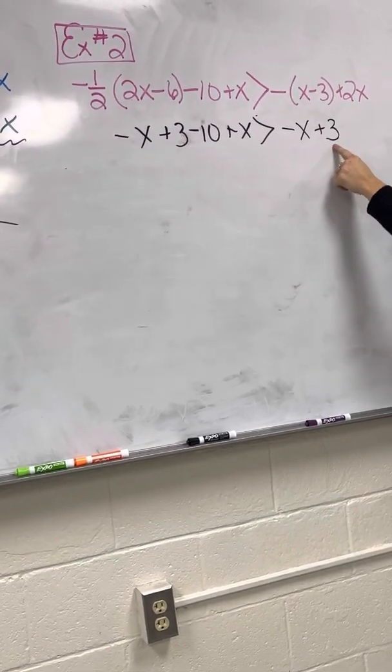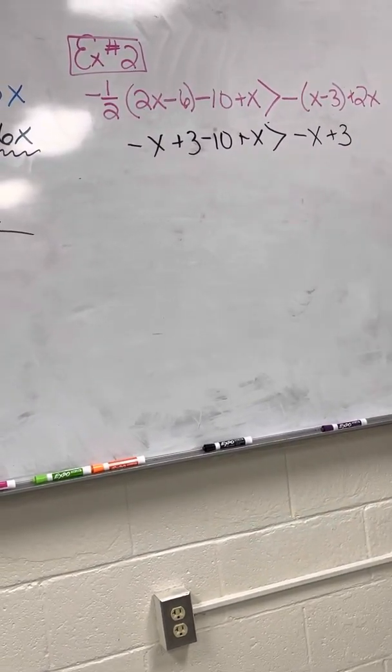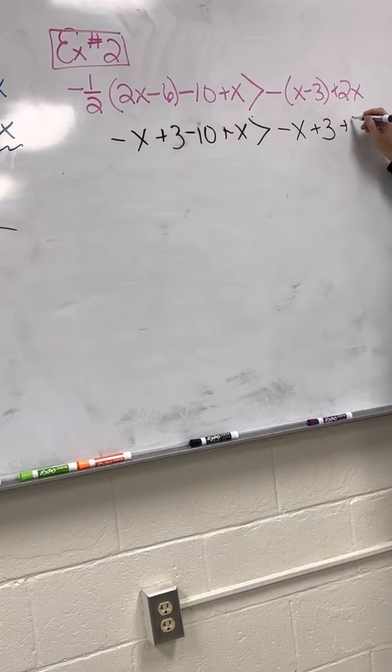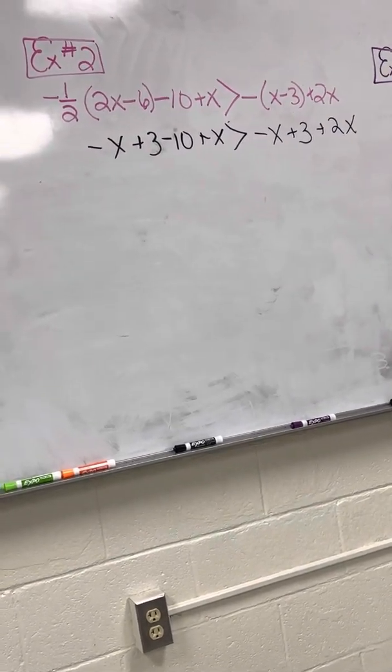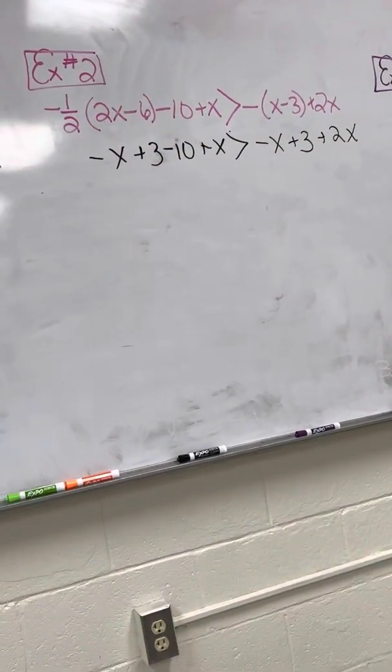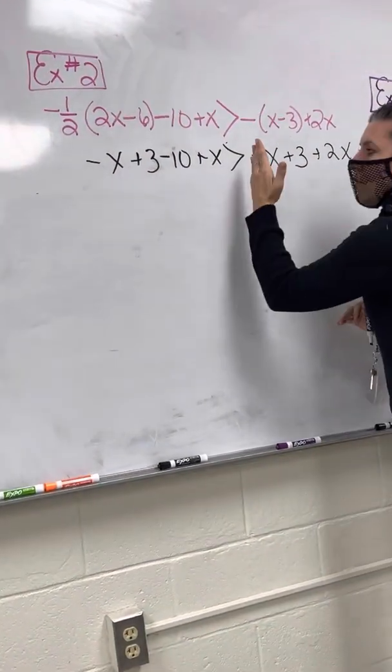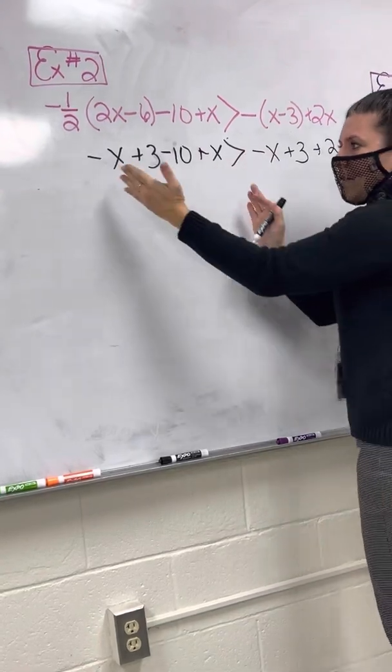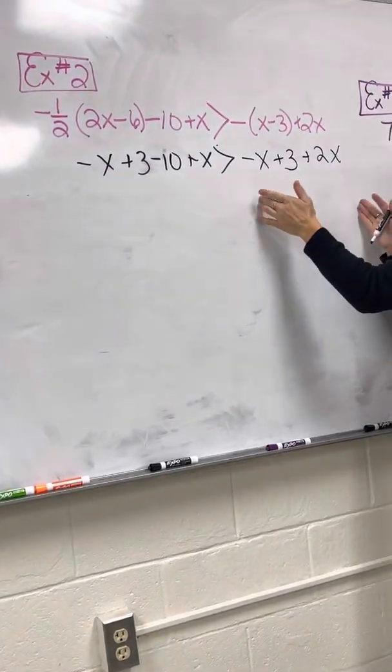-1 times -3 gives me +3, however you want to look at it. And then bring down that +2x. So I distributed. Second step is to combine like terms. There is lots to combine, but be very careful that you don't cross this line. You can combine over here. You can combine over here.